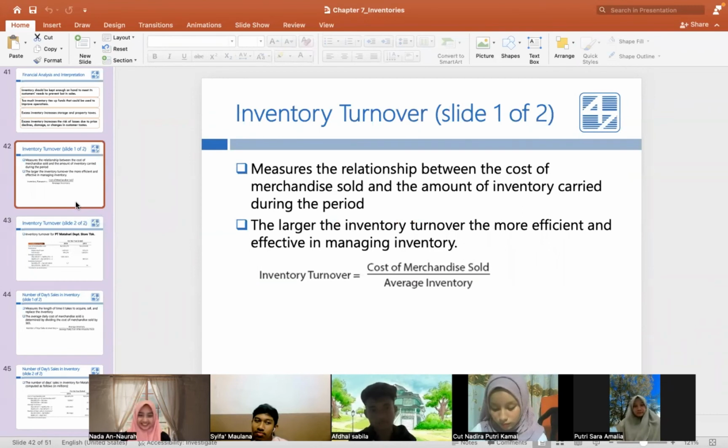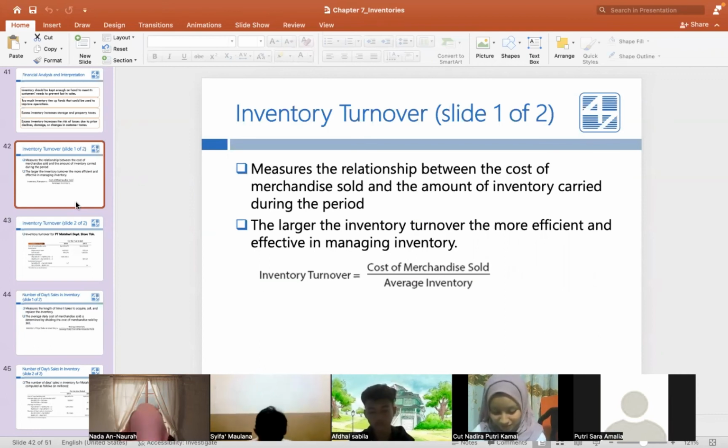We have one method to analyze inventory, which is inventory turnover. It is one way that you can measure the effectiveness of sales that have been made based on the stock of goods we have. The formula for inventory turnover is cost of merchandise sold divided by average inventory. Next.